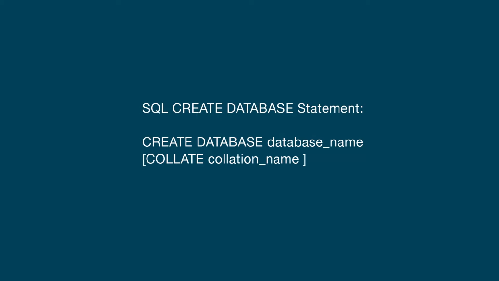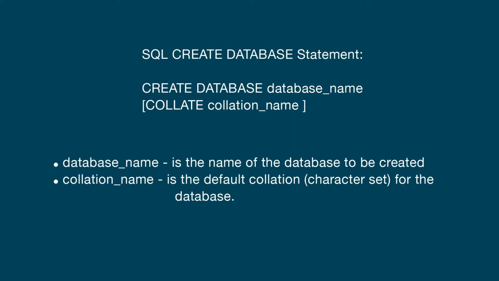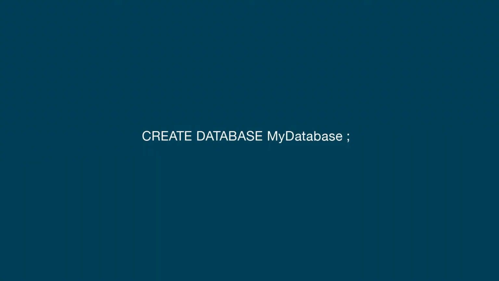SQL create database statement: create database, database name and collate collation name. In the above query, database name is the name of the database to be created. Collation name is the default collation like character set for the database. This collation name is an optional field, and if not provided, then default collation is assigned to the database. Create database example. If you want to create database mydatabase with default collation, the statement would be like create database mydatabase terminated with semicolon.